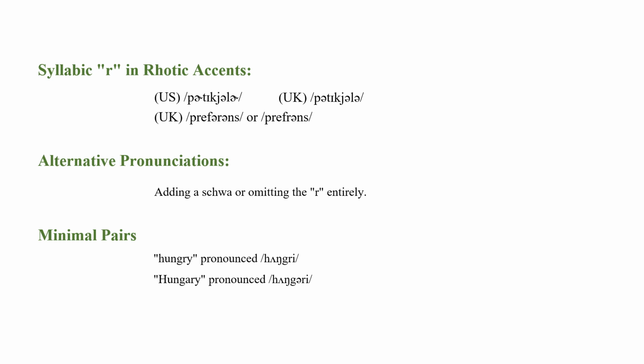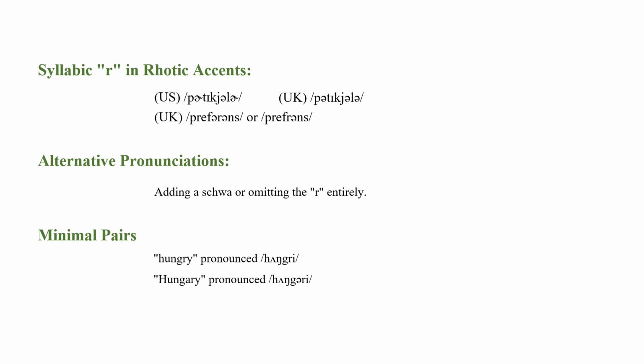Substitution of syllabic and non-syllabic R. In cases where syllabic R appears, it is possible to substitute it with a non-syllabic R, a schwa followed by R. For example, the word Hungary can be pronounced either as hungry or Hungary. Key takeaway. Syllabic R occurs mainly in weak syllables and is common in rhotic accents like American English. However, in non-rhotic accents, like BBC English, the R is often dropped or replaced with a schwa. Syllabic R can usually be substituted with non-syllabic versions without significantly changing the meaning, although there are cases, like hungry versus Hungary, where the presence or absence of the syllabic R distinguishes words.